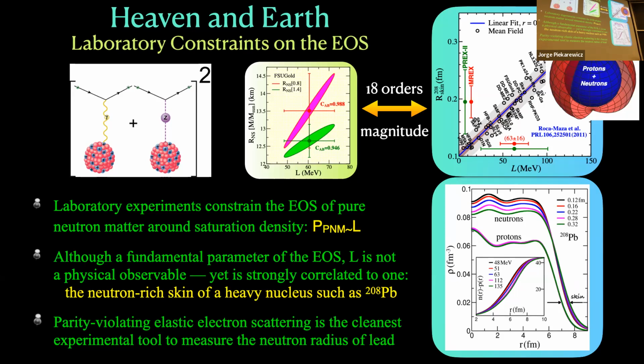And let me explain what the neutron skin is. In a system like lead-208, you have 82 protons and 126 neutrons. So you have an excess of 44 neutrons. And the question is, where are those neutrons going to go?